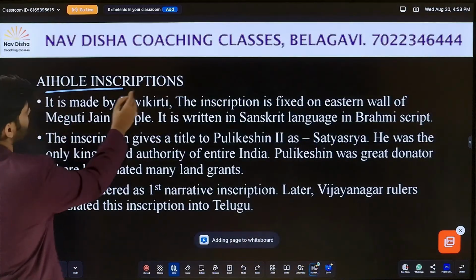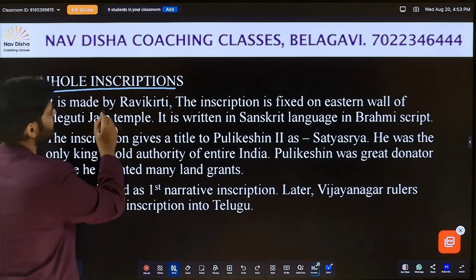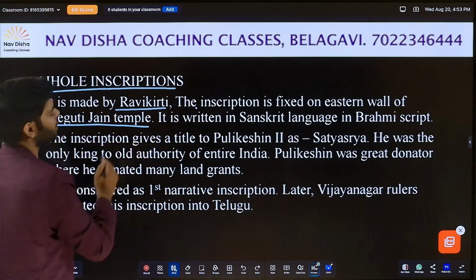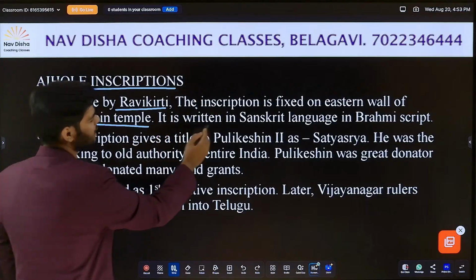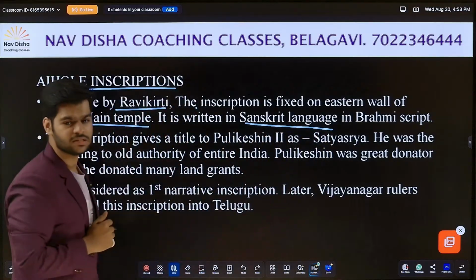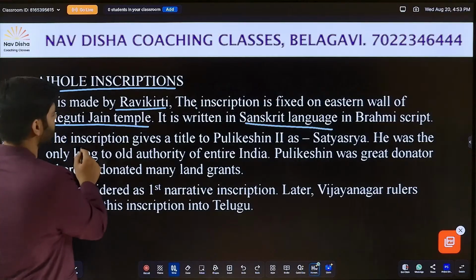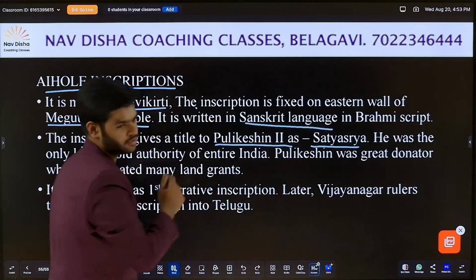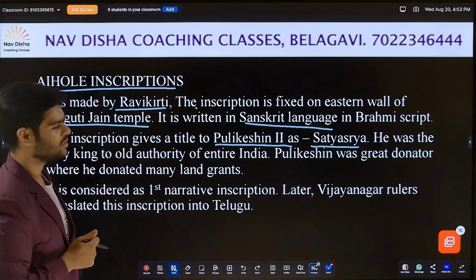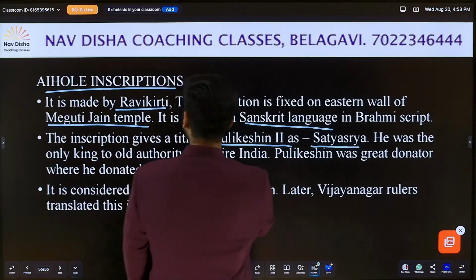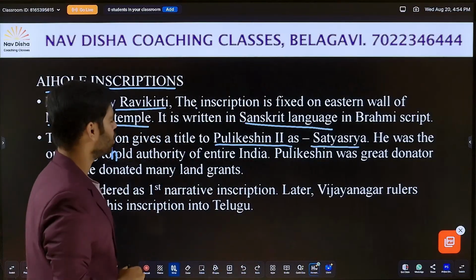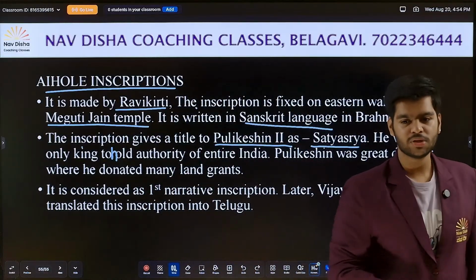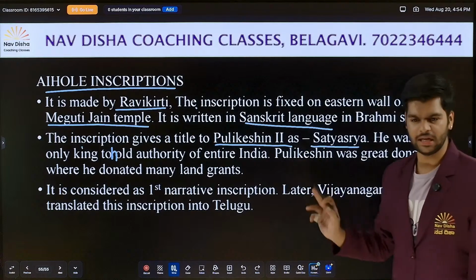This Aihole inscription is made by Ravi Kirti. The inscription is fixed on the eastern wall of Meguti Jain temple. It is written in Sanskrit language and Brahmi script. The inscription gives a title to Pulikeshin II as Satyasraya, true leader. He was the only king to hold authority of the entire India. So he is mentioned as the only king who was responsible for India.